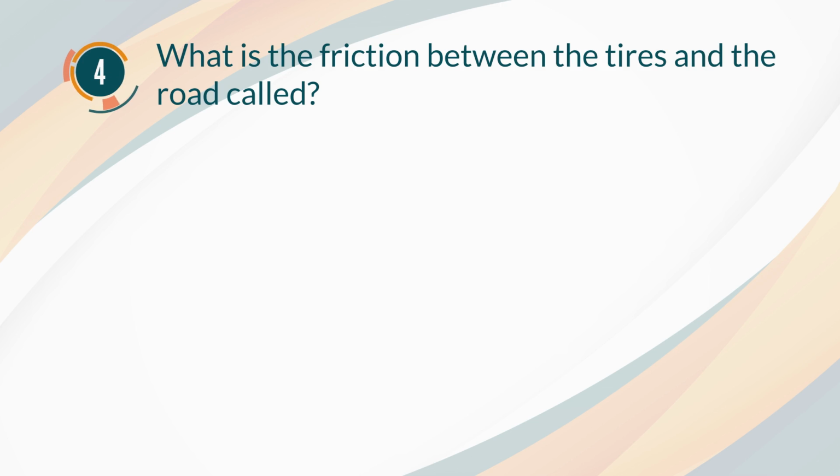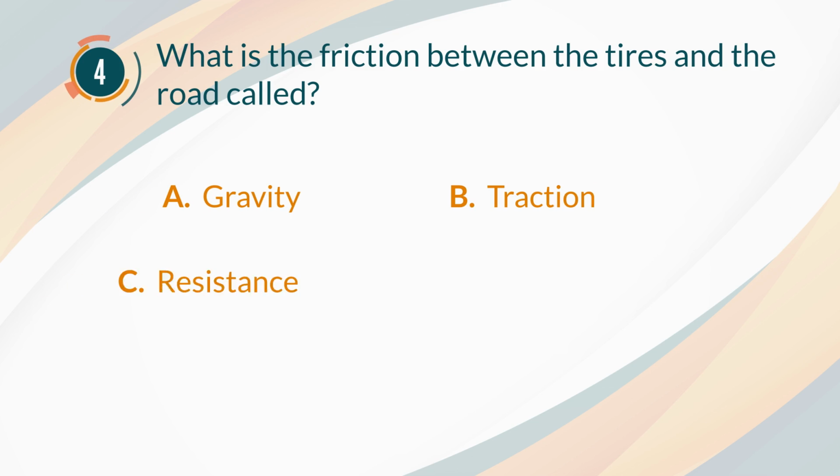Number 4. What is the friction between the tires and the road called? A. Gravity. B. Traction. C. Resistance. D. Fixture.